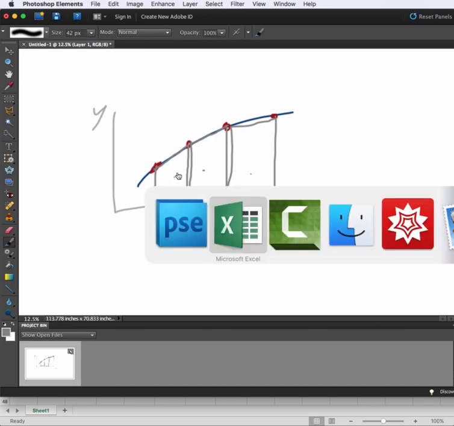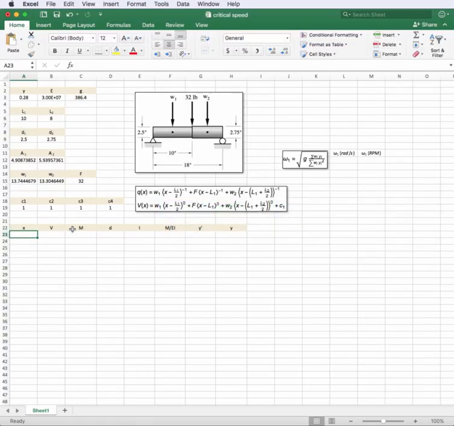So I'm going to start my beam in slightly negative territory here. I'm going to go by steps of 0.1, so this is going to be minus 0.1. This will be 0. And then I'm going to copy that down until I hit 18 inches.